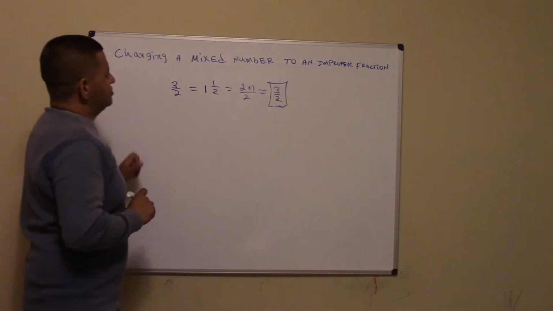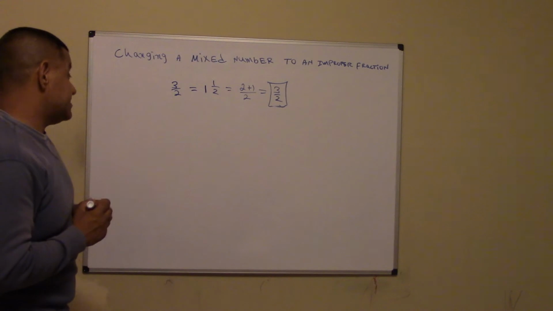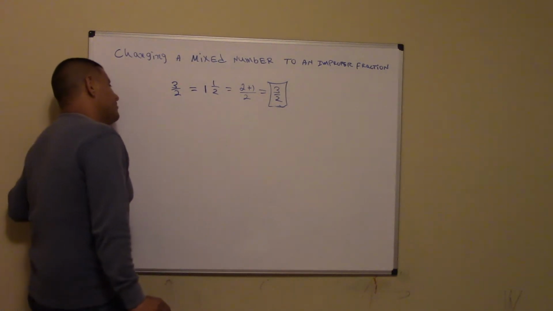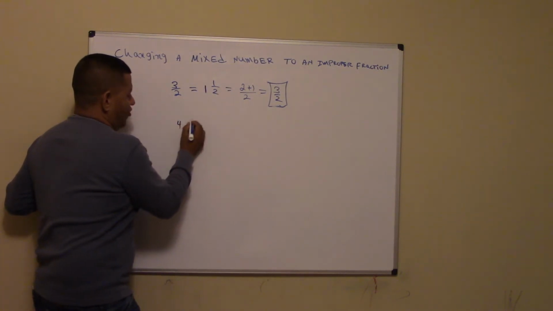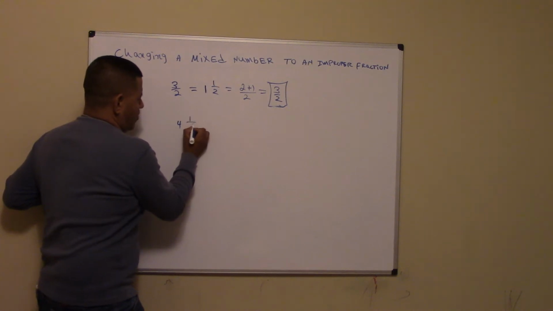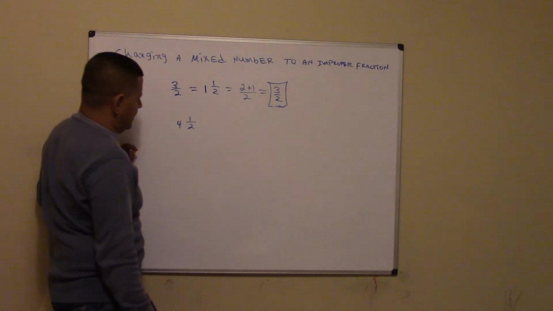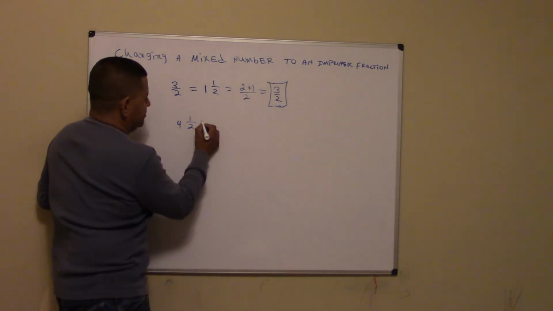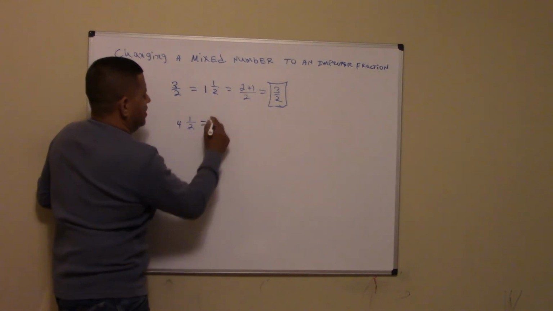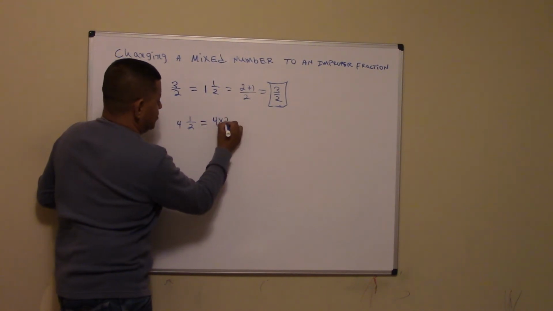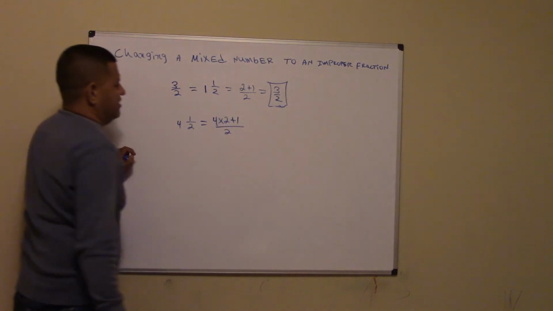Okay, so that is that. Let's say we have another mixed number that is 4 and 1/2. Let's do this again and make it more clear. 4 times 2 plus 1, over 2, right?